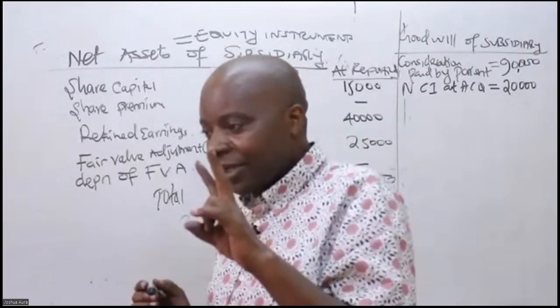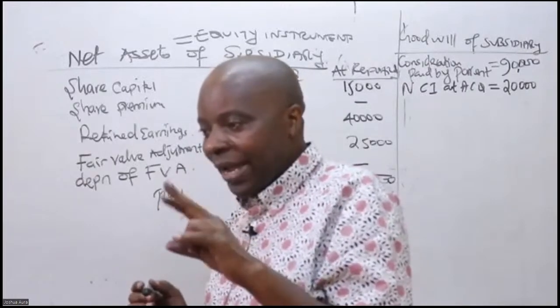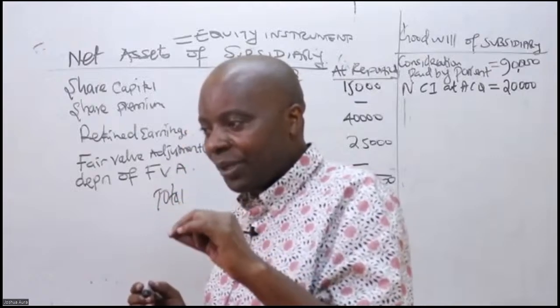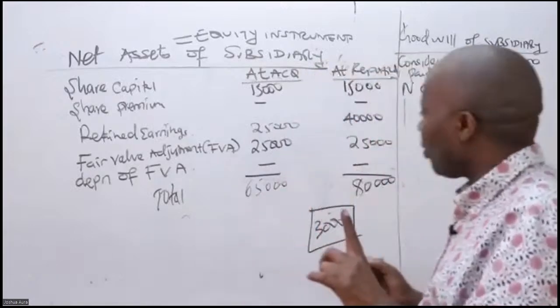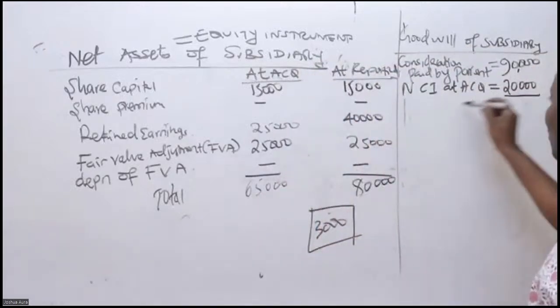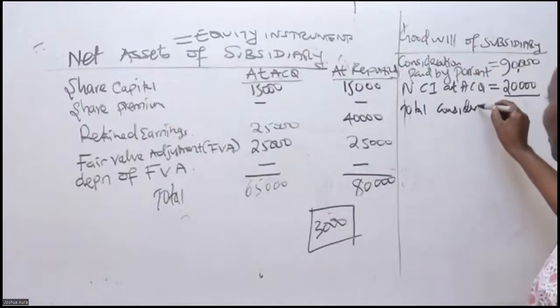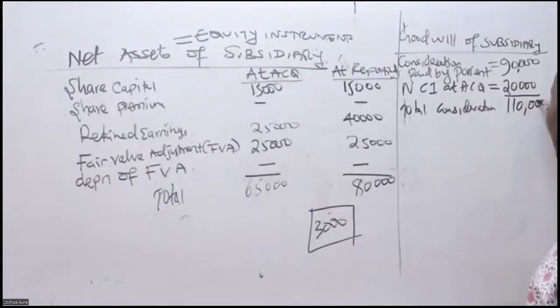So those are the two acquirers. One took out 80%, another one took out 20%. So great, thank you very much. So in this case here, this is the total consideration, which is 110,000.